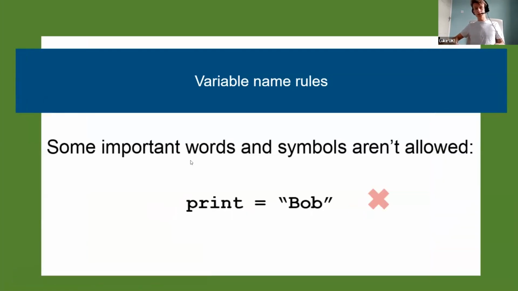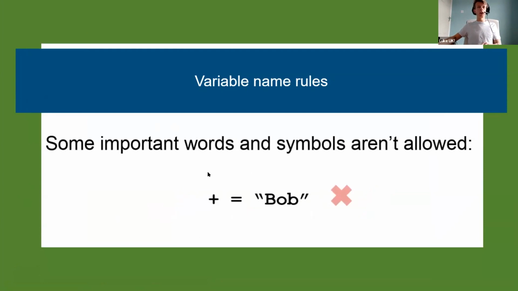Some important words and symbols aren't allowed. You're not allowed to assign a piece of data to the name print, because that's our function. That's what we call a reserved word. That's what the system knows to call that specific method that outputs things to the screen. So we can't assign things to a name like print. You can't use symbols either, because these are looked at by Python as mathematical symbols. So it sees this as just a plus. You put this in Python and it would go nothing plus equals. That doesn't work. That's an error.